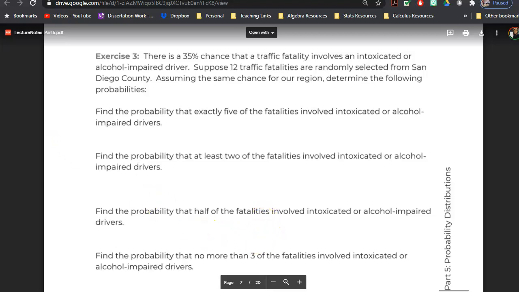All right, so I wanted to make you guys a quick video about how to most efficiently do the two worksheets that are due this week. We have a binomial worksheet and a normal worksheet.